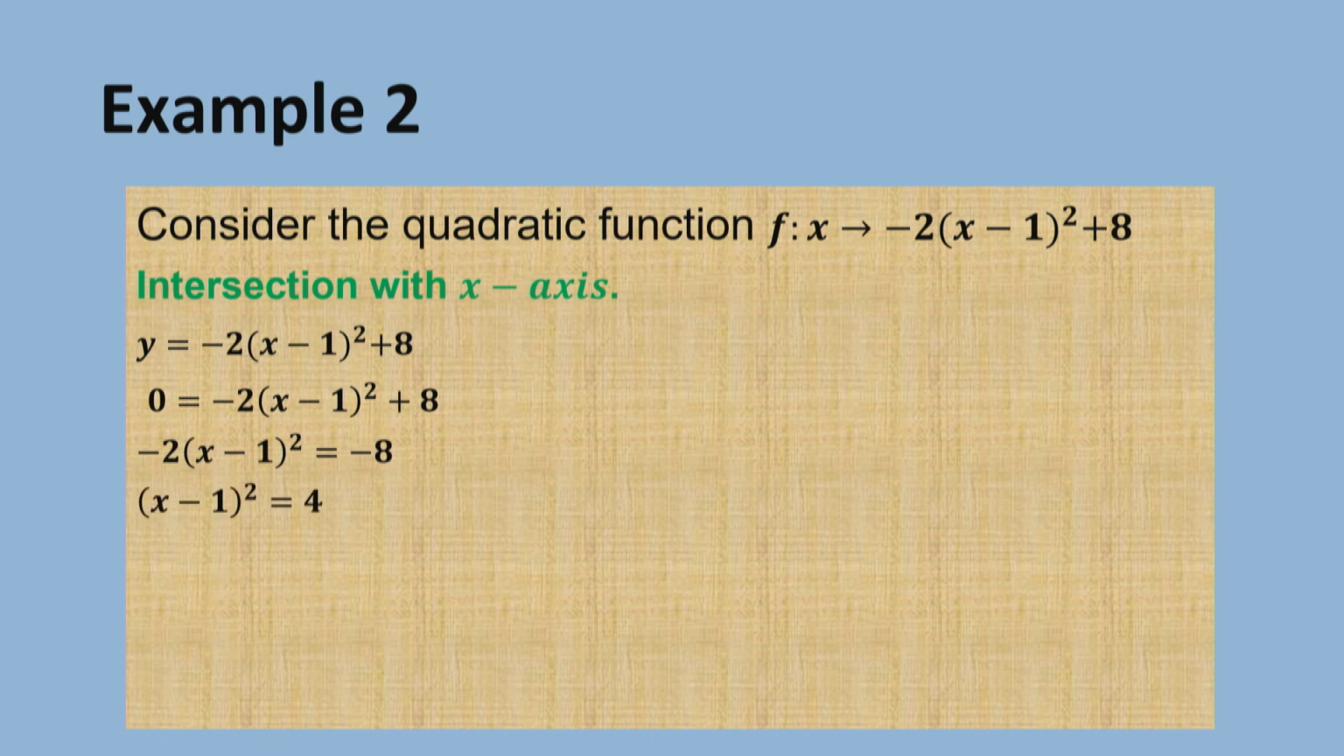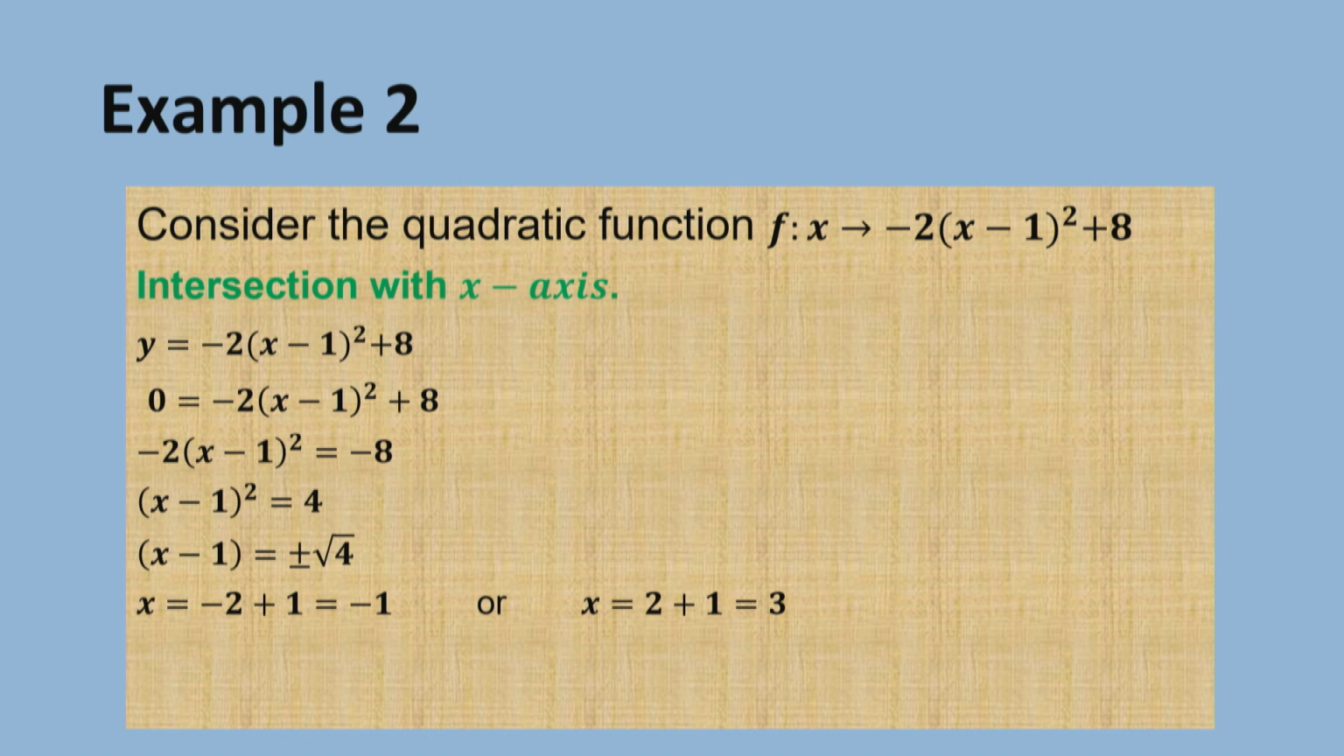So, just be careful here. If you've got negative on both sides, you can divide it. It will be positive. And you move the minus 2 to the other side. Minus 8 divided by minus 2 will be 4. So here, x minus 1 will be plus or minus the square root of 4. So, the square root of 4 is plus or minus 2.